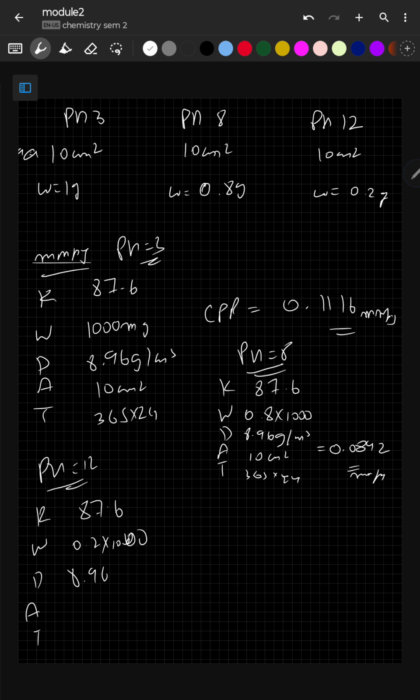Density is 8.96 gram per centimeter cube. Area is again 10 centimeter square. We need in centimeter square. So time period 1 year, so 365 into 24 hours. So CPR here will be 87.6 into 0.2 into 1000 divided by 8.96 into 10 into 365 into 24. That is going to give me 0.022 mmPy.